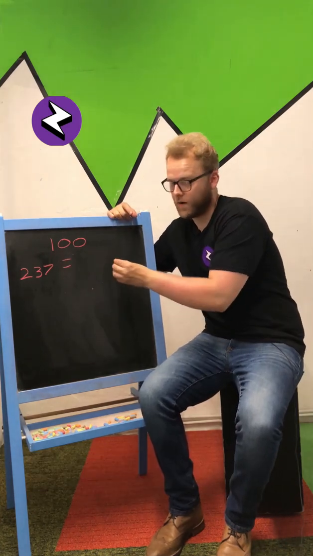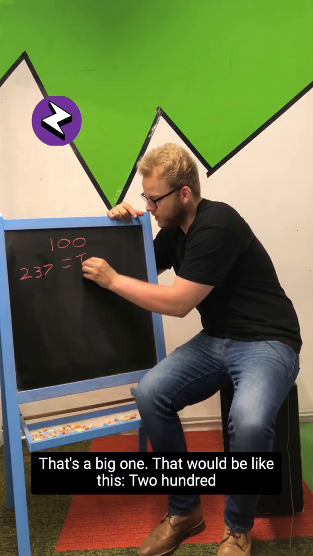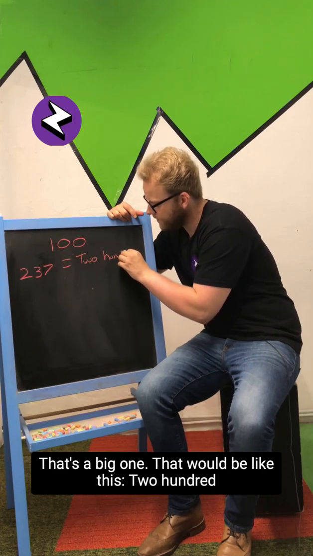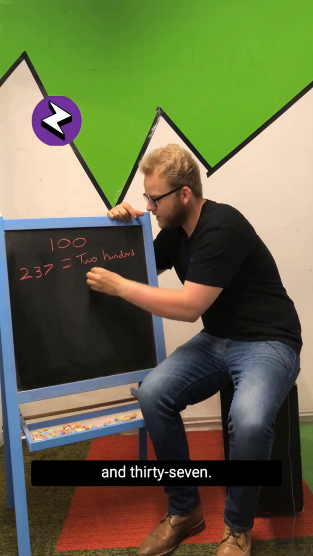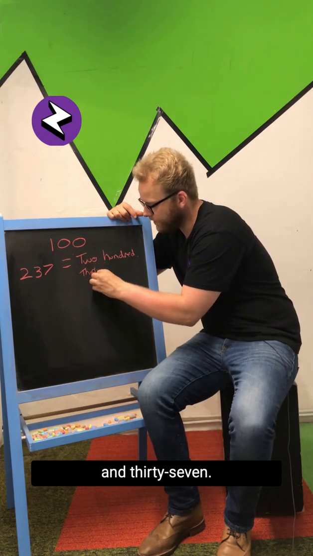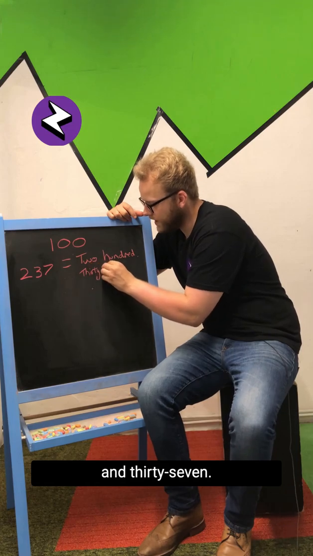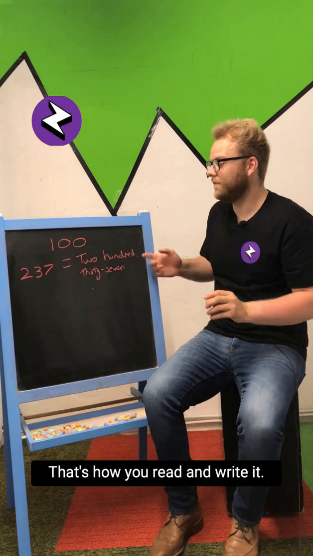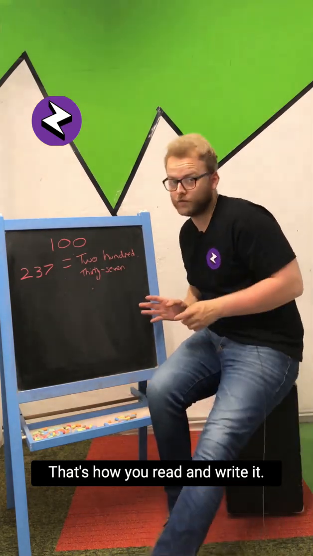Okay? Do you know how to write that though as a word? Because that's a big one. So that would be like this, 200, 30, so 30 would look like that, 7. Okay, so 237, so that's how you read and write it.